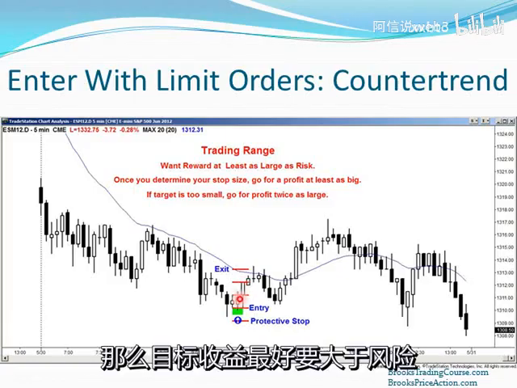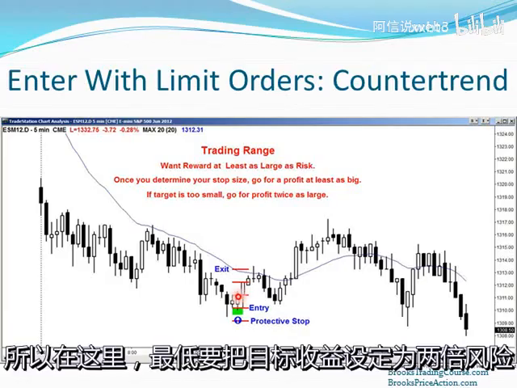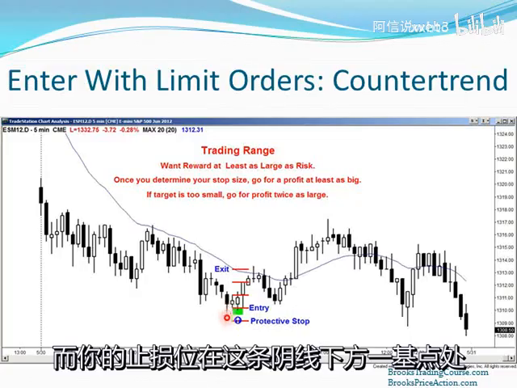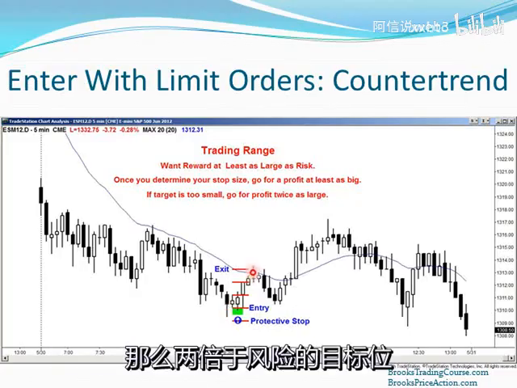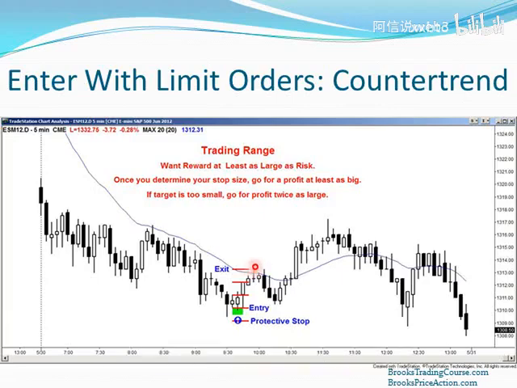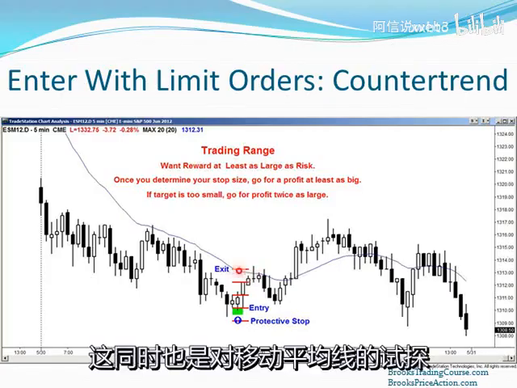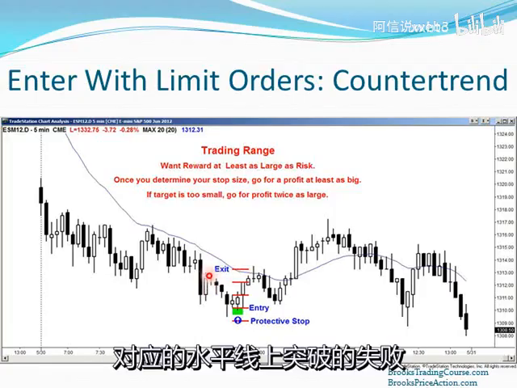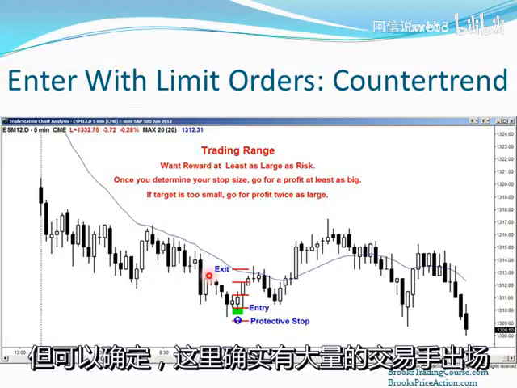You could say, well, I'll get out with 1 time my risk. When the risk is small, it's usually better to go for more than just 1 time your initial risk. So at a minimum, I'd go for twice my initial risk. If you bought at the low of this bar and you risked to 1 tick below the low of the bear bar, exiting twice your risk would be right here. And you can see lots of traders did exactly that because we got a tail there. Obviously, it's also a test of the moving average and a failed breakout above this prior bull reversal bar. But clearly a lot of traders exited here.